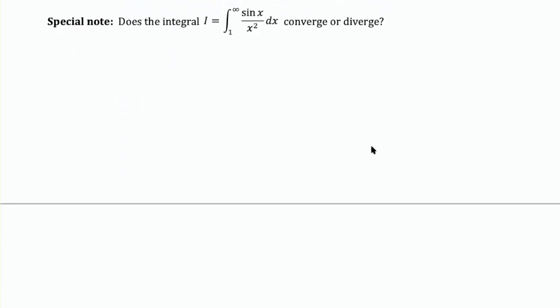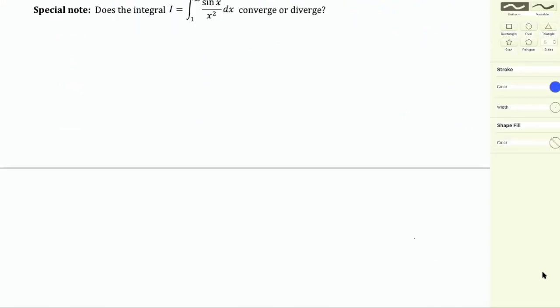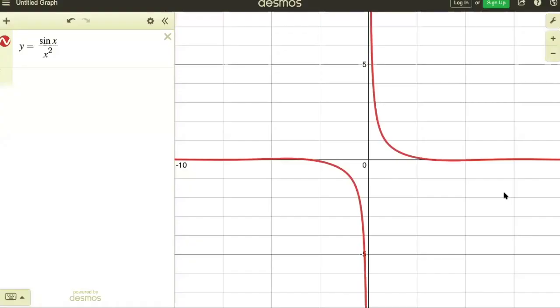All right, now the last integral that we're going to take a look at here, it's improper, 1 to infinity. Does it converge or diverge? And my function this time is sine of x over x squared. Let's go take a look at what that looks like on the graph.